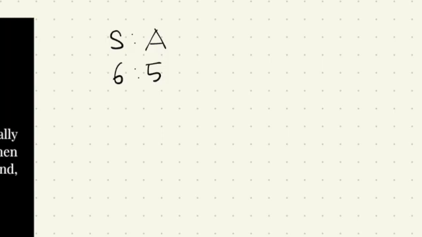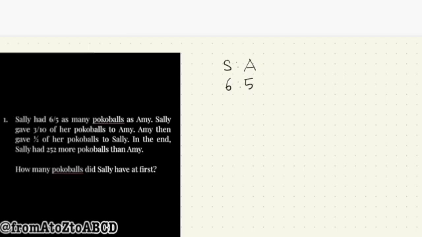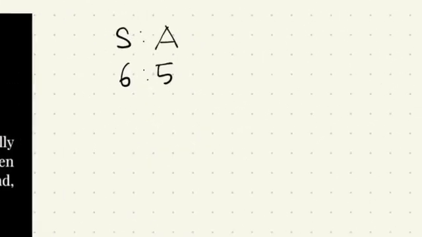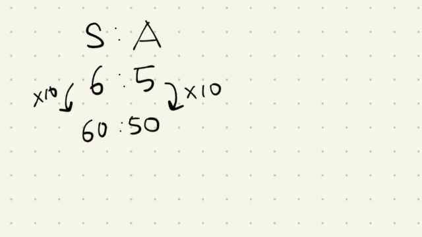Then the first part says that Sally gives 3/10 of her pokeballs to Amy. So to make this possible, we will times 10 so that the numbers will be easier to manipulate. So we times 10 here, times 10 here. Then it will be 60:50. Okay?